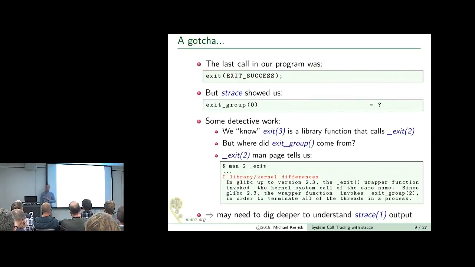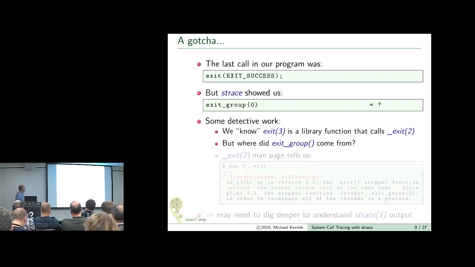If you look in the manual pages closely enough, you'll find a lot of annotations these days that look like this: C library/kernel differences. And you read through and you see that in glibc, since version 2.3, the _exit API is actually a wrapper function in the C library that instead calls exit_group. So sometimes you have to do a bit of detective work to understand what you're seeing in the strace output.